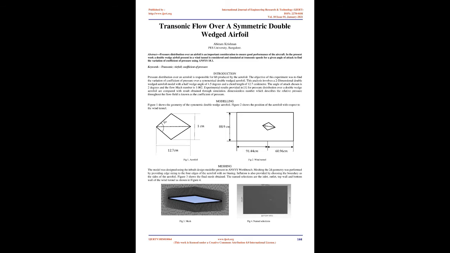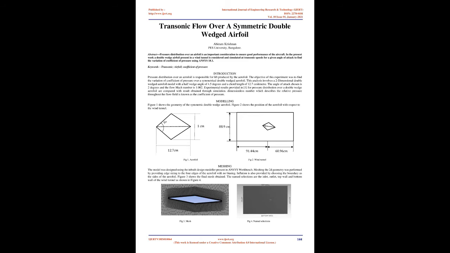Modeling: Figure 1 shows the geometry of the symmetric double wedge airfoil. Figure 2 shows the position of the airfoil with respect to the wind tunnel. Meshing: the model was designed using the inbuilt design modeler present in ANSYS Workbench. Meshing the 2D geometry was performed by providing edge sizing to the 4 edges of the airfoil with no biasing.